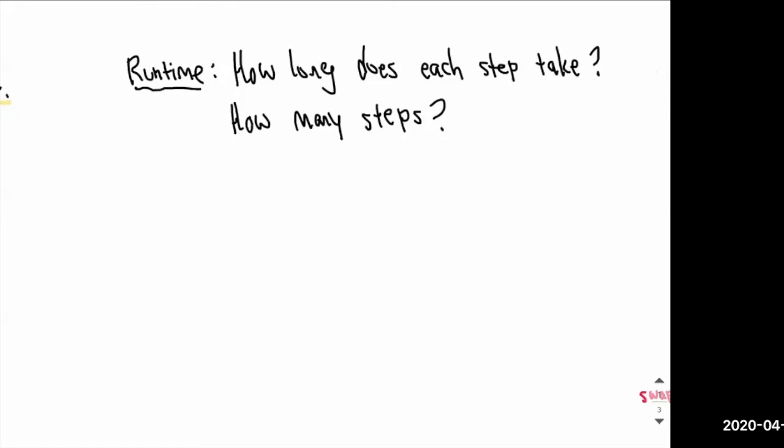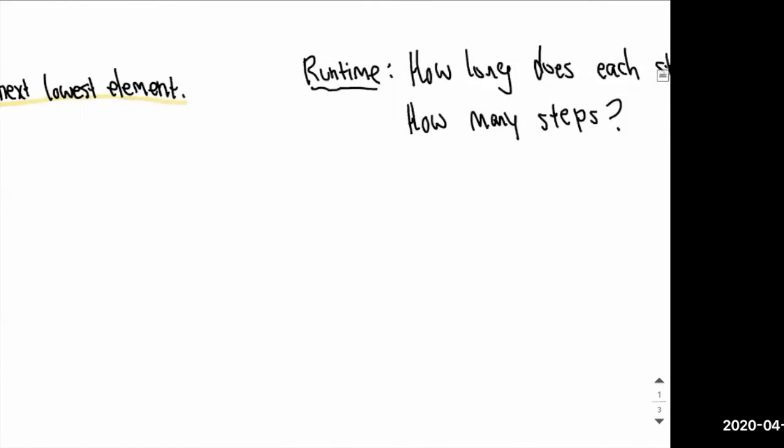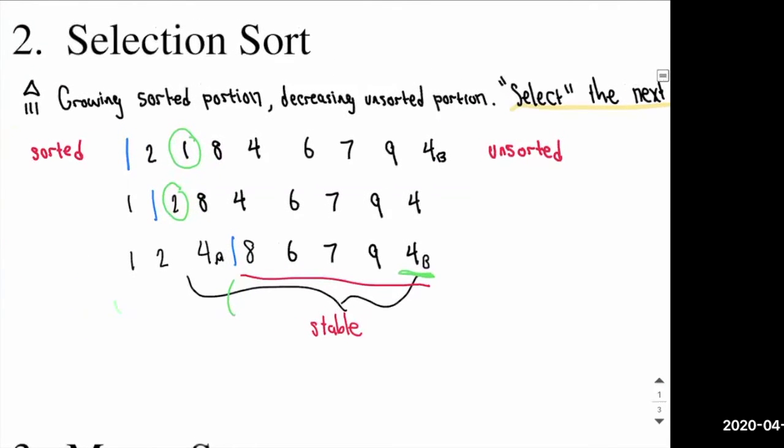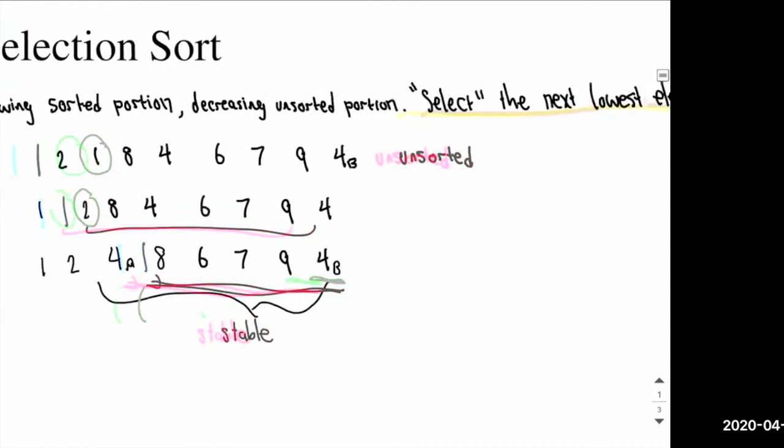How long does each step take, and how many steps are there? We see that each step runs proportionally to the length of the unsorted array. So for this example, at the start, the length of the unsorted array is size n, or 8 in this case. And then after swapping the minimum into its place in the sorted portion, the unsorted portion is length n-1. And then we get n-2, and so on and so forth until the end of the array.